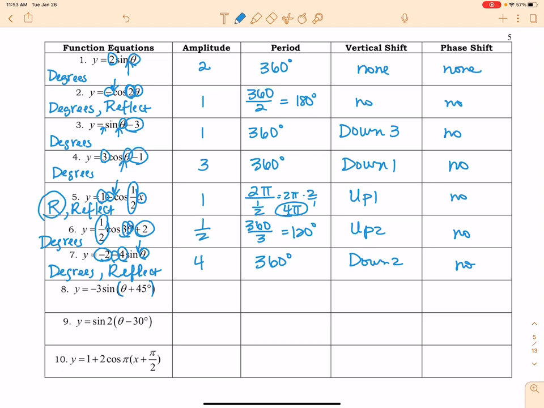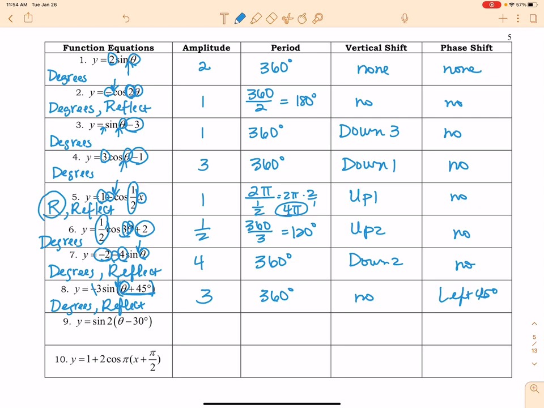Okay, we are in degrees. So taking care of that theta right there, we do have a reflection because of the negative. The amplitude is 3. There's no value between sine and the parentheses, so the period is 360. We do not have a vertical shift, but we do have a horizontal shift this time, or a phase shift. That means left 45 degrees.